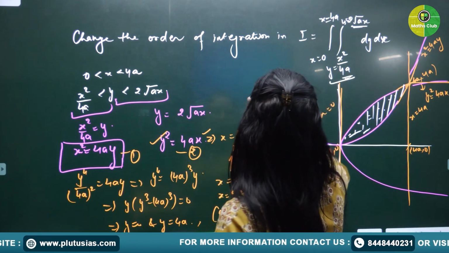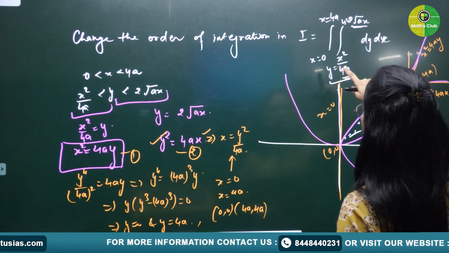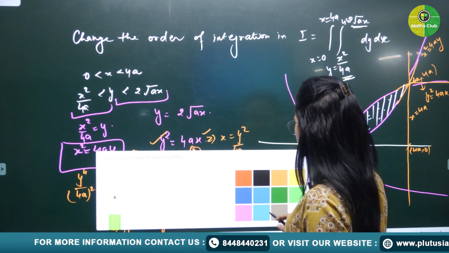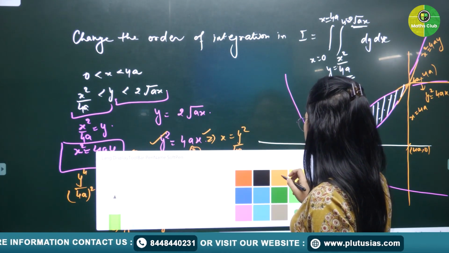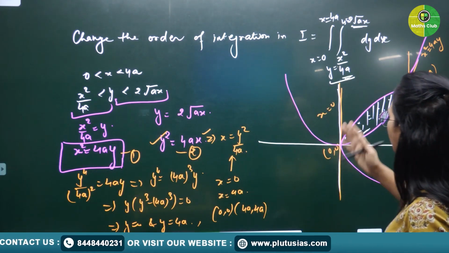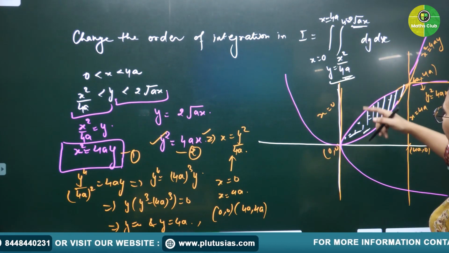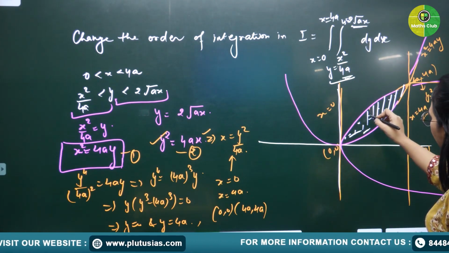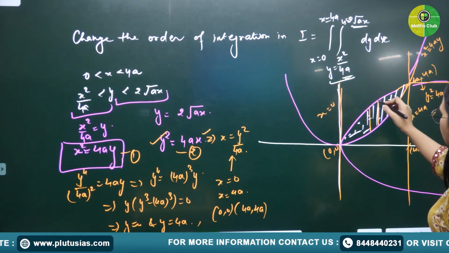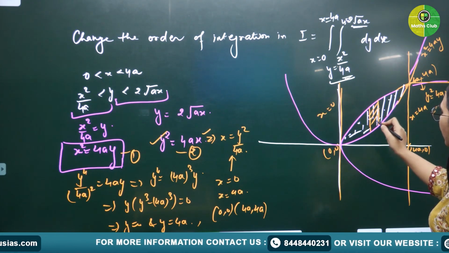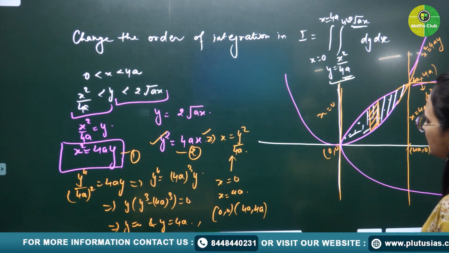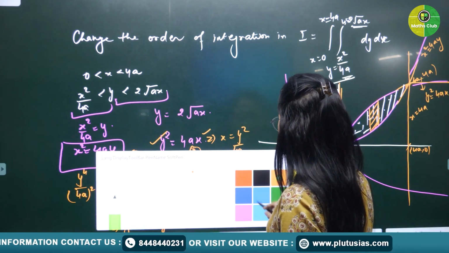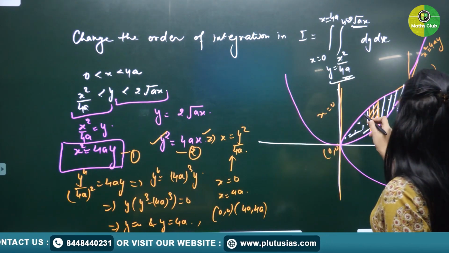And now we have been provided with the limit of y. I told you, whatever the limit you have been provided in the variables, that is the strip that you have been given. So we have limits of y, so we have a vertical strip. This strip we have been provided with, and we need to change this into a horizontal one. How would you change this? This way.